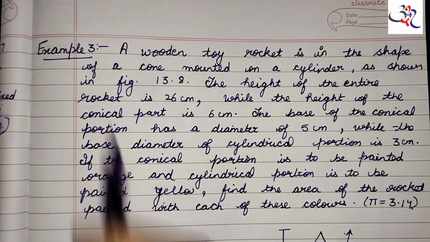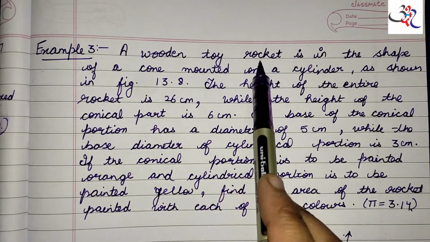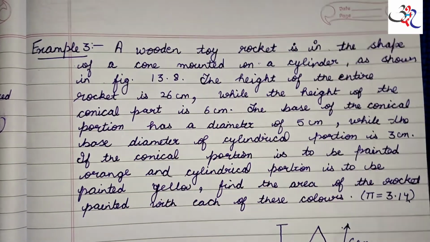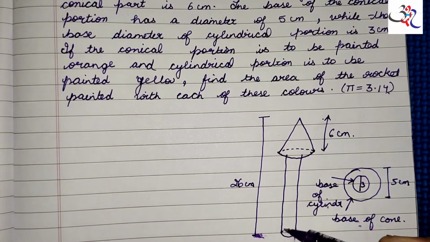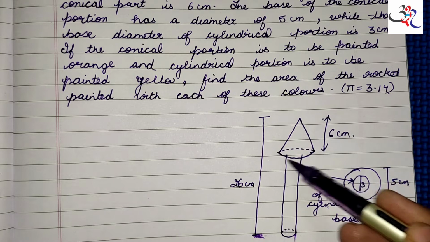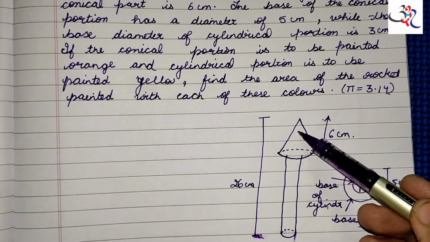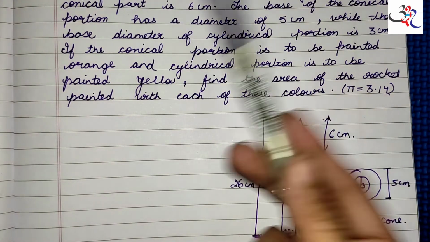Okay. So moving to example number 3, which says that a wooden toy rocket is in the shape of a cone mounted on a cylinder. So there is a toy, and what is the shape of the toy? Shape of the toy is a cone which is mounted on the cylinder. Okay, means it is placed on the cylinder as shown in this figure.